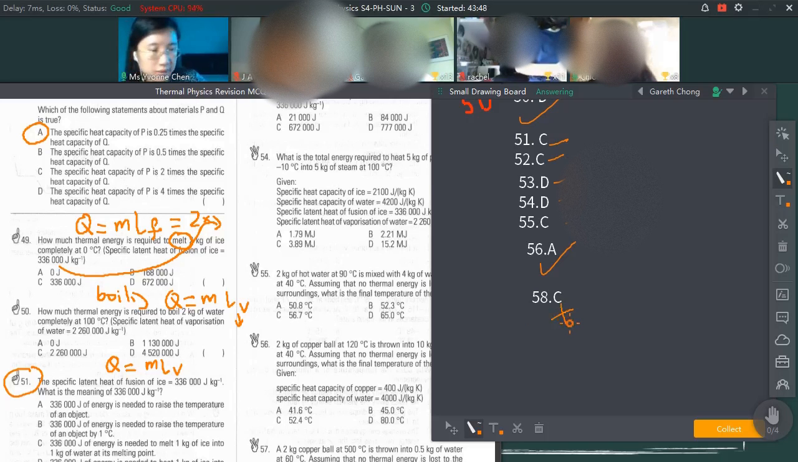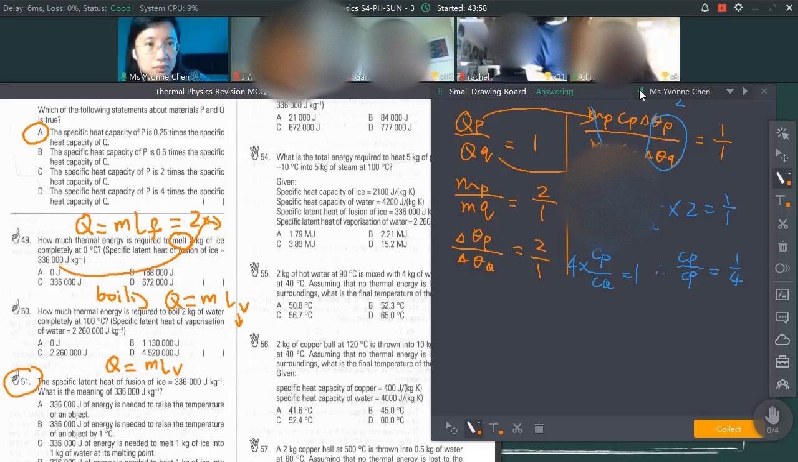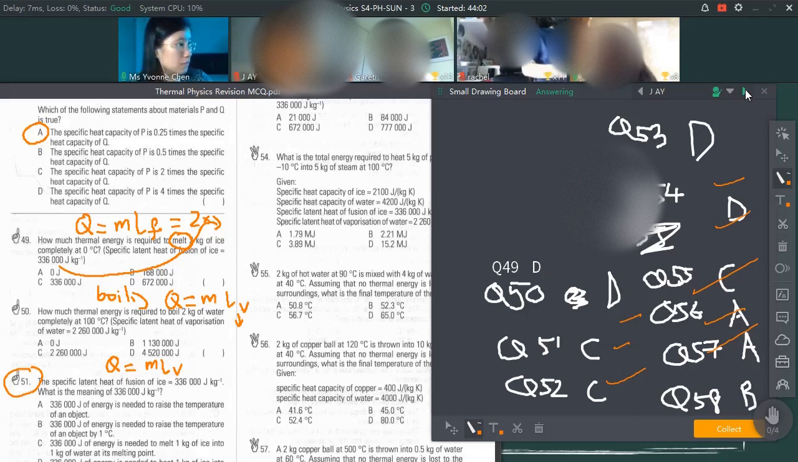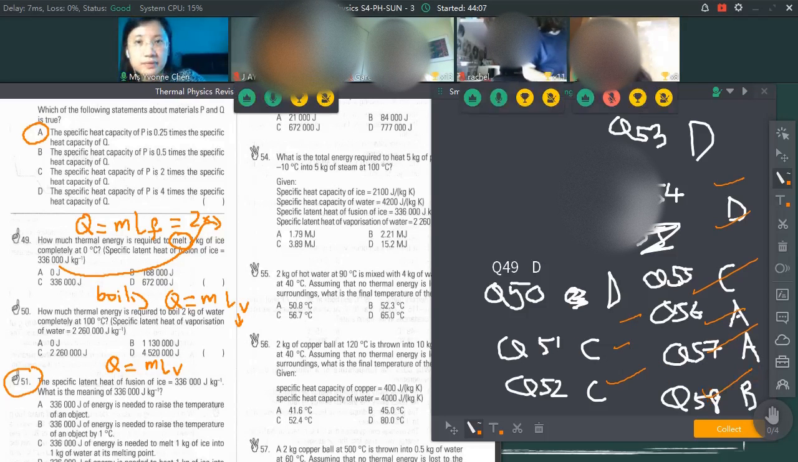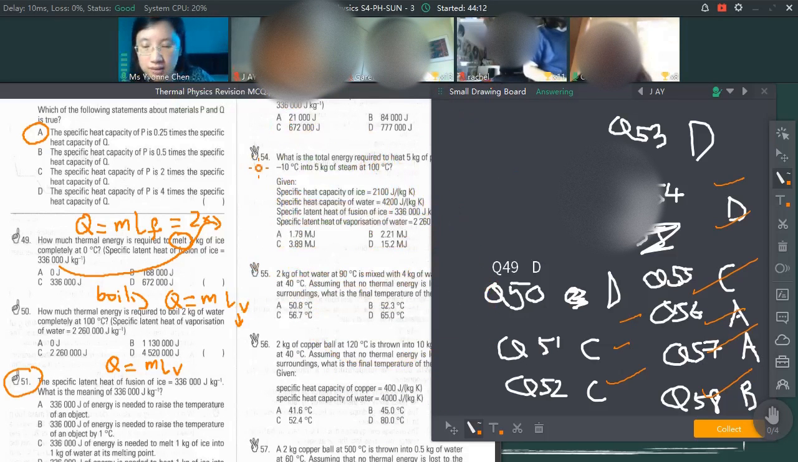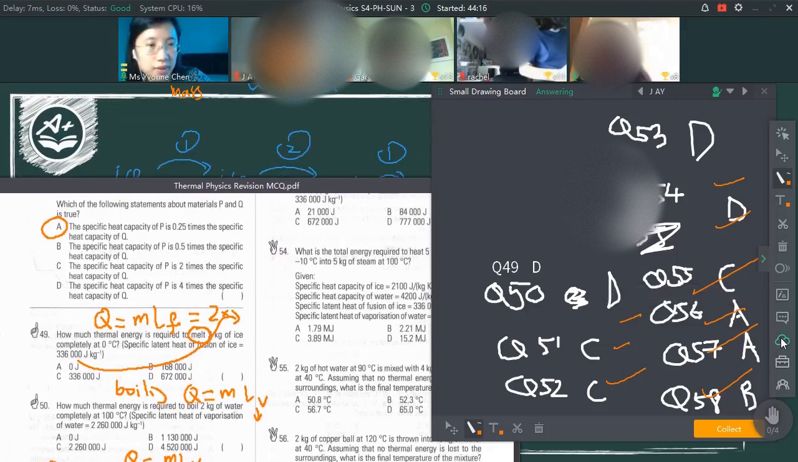Gareth, 58, your answer is not correct. Please try again. Okay, Jonathan did a very good job. Jonathan, everything correct. Excellent. Okay, Jonathan, since you have done everything, you can now take out your worksheet on DC circuit given last week.